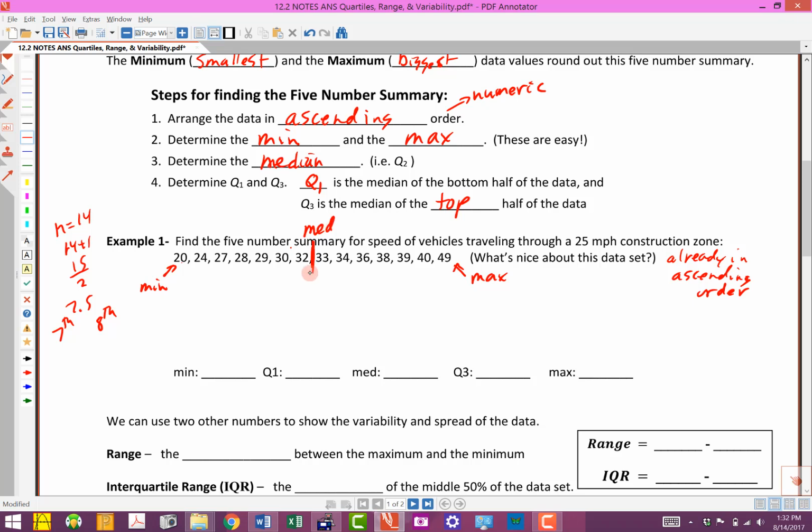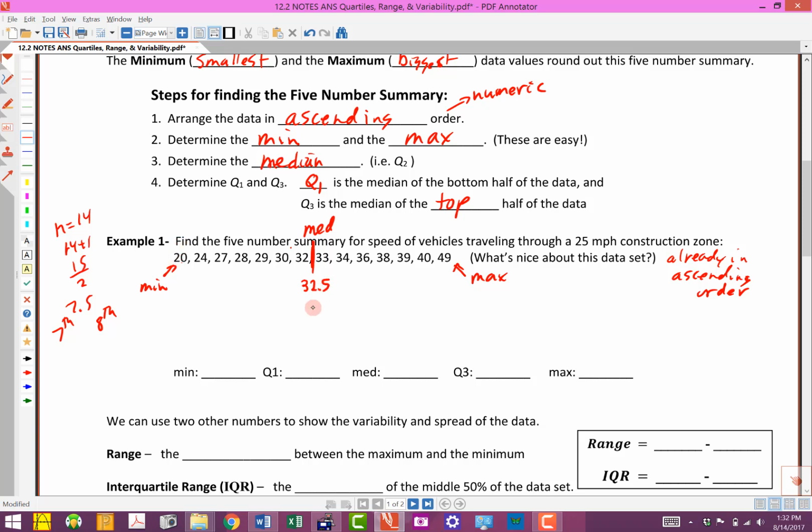Okay, so if the median is right here, it's got to be right in between 32 and 33. So we'd add those up and divide by 2. Or in other words, it would be right smack dab in the middle of those two. So it's going to be 32.5. Okay, so we've got that taken care of.